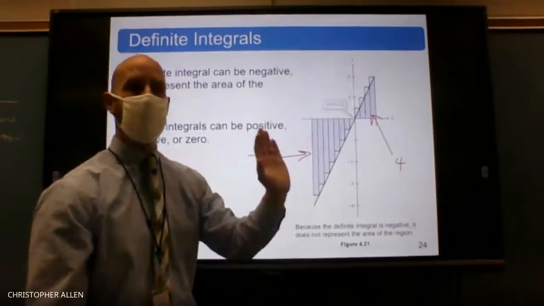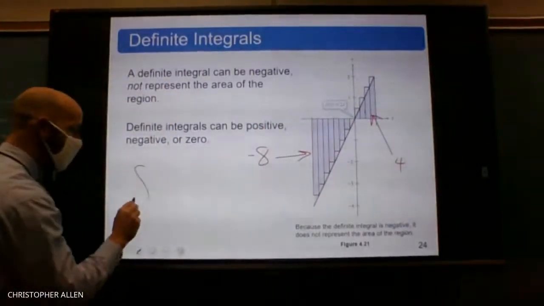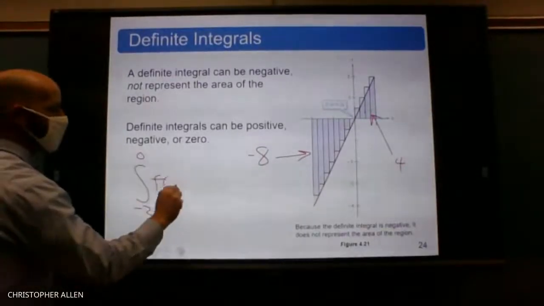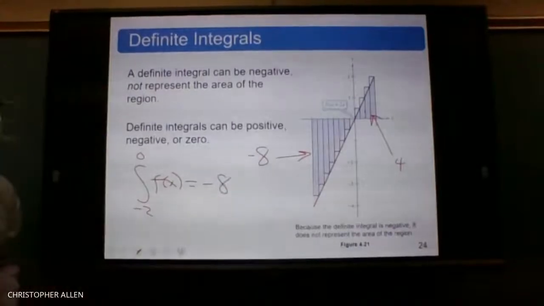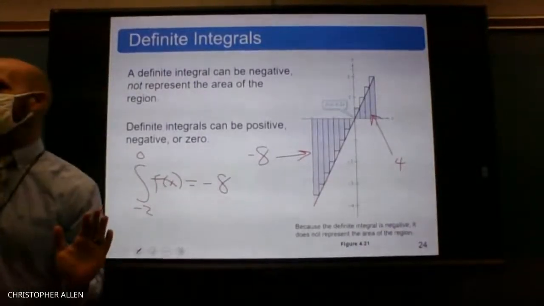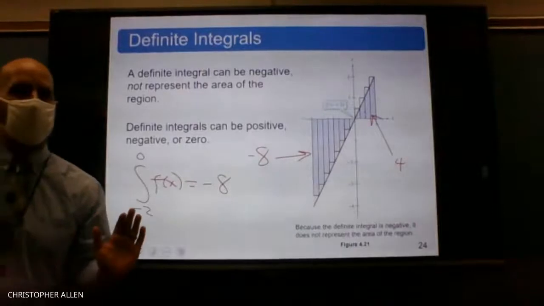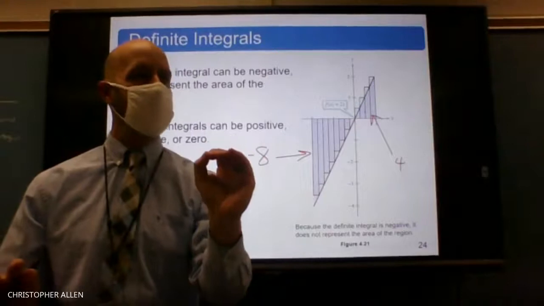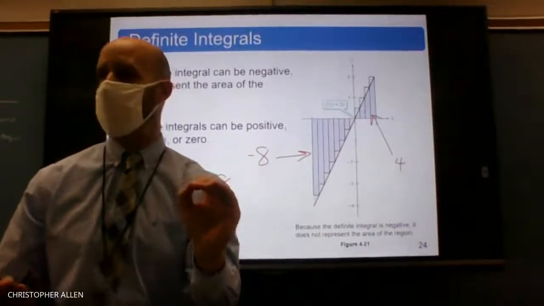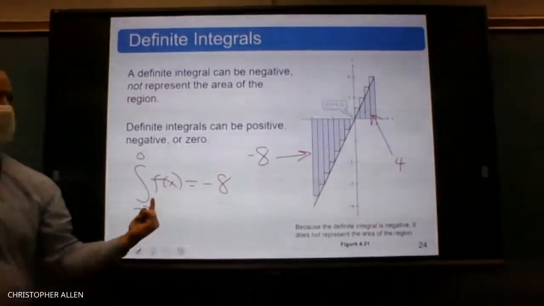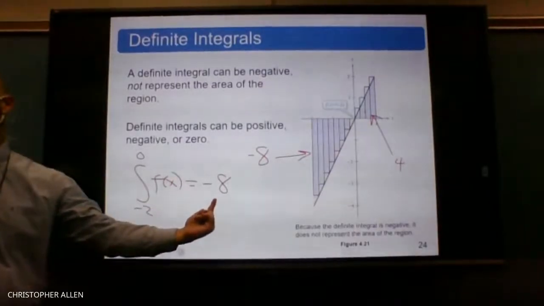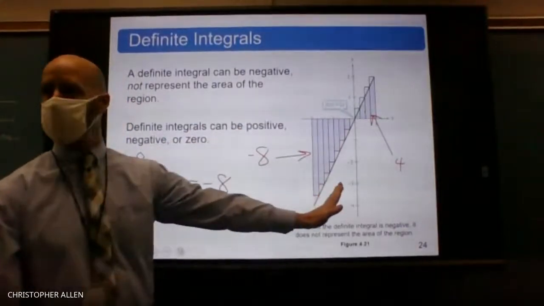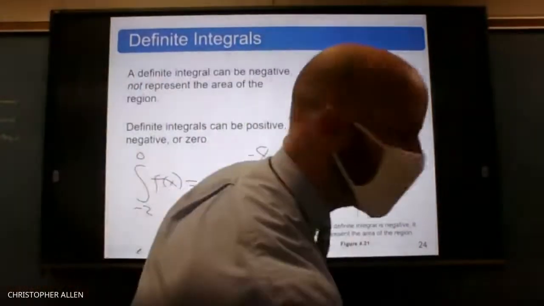So we need to be very careful. You guys might do a problem like, in this case, I'll just say it's -2 to 0 of some function, and it's going to tell you the answer is -8. Area can't be negative. What's the smallest area could be? 0, right? That's the smallest it could be. You can't have negative area. But when you do integration with the definite integral, it's going to tell you -8 in this example. And guess what that means? It just means it's below the x-axis. Okay, does that make sense? All right.